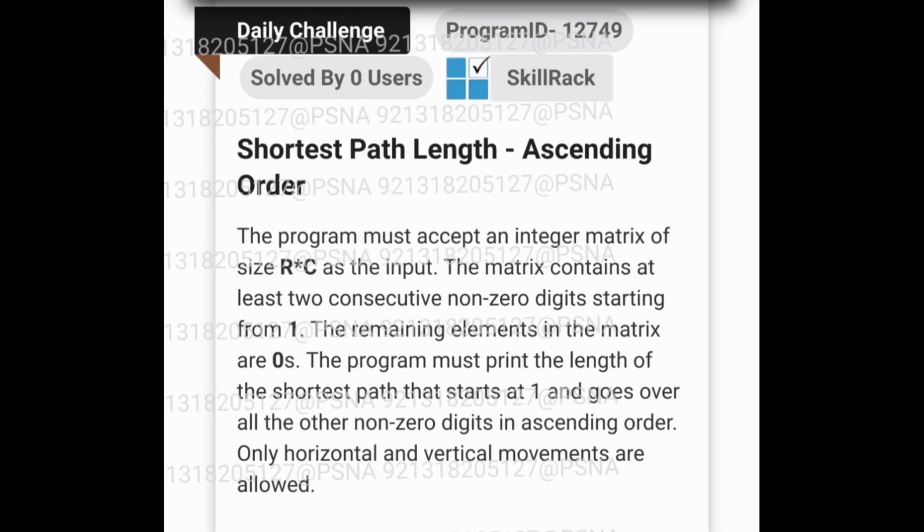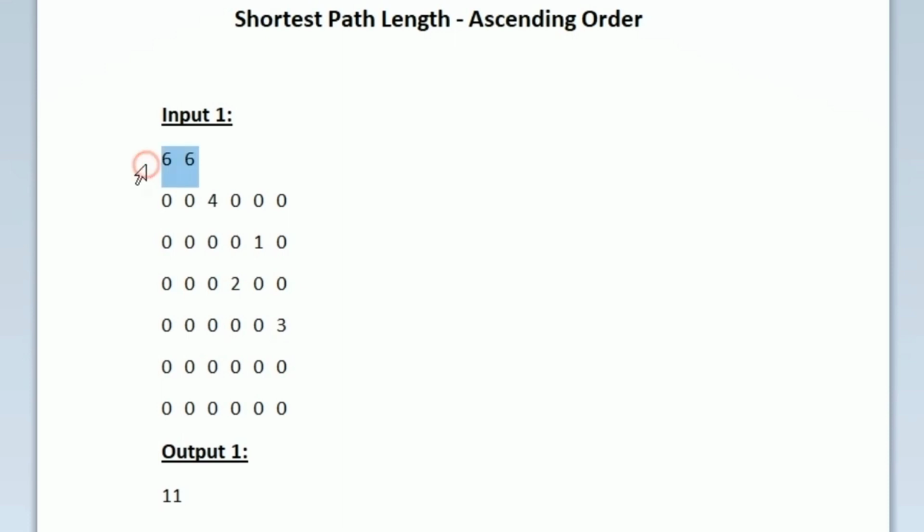This is the question asked in today's SkillTrack daily challenge. So in the first line of our input, we are given the values of R and C, and after that we are given an R cross C integer matrix as input.